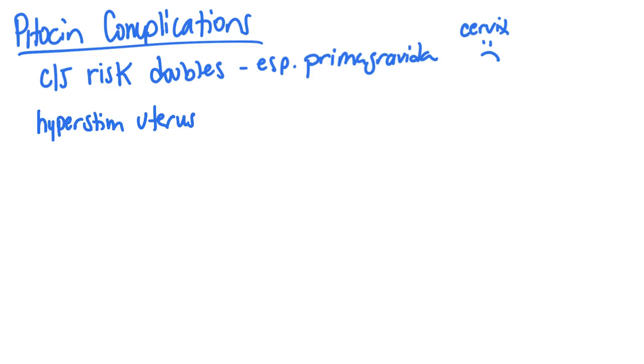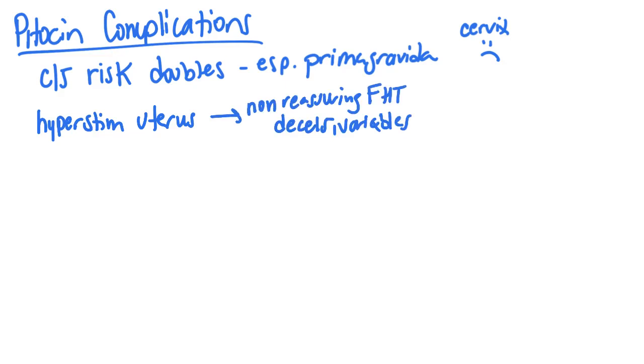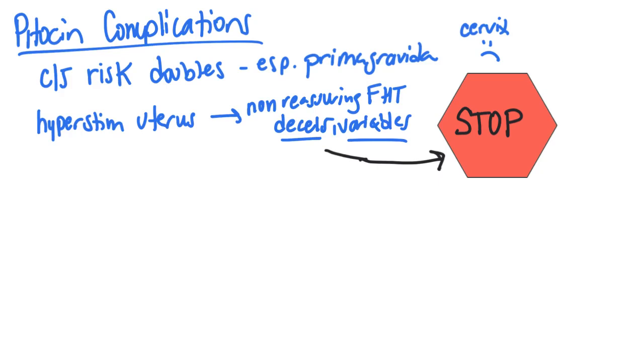With the hyperstimulation of the uterus, we have a contraction and we don't have a good relaxation period in between contractions. That's hyperstimulation. They can last longer than 90 seconds, and that is not good. That means our baby is not getting good perfusion in between. So hyperstimulation, if that occurs, we stop the infusion.